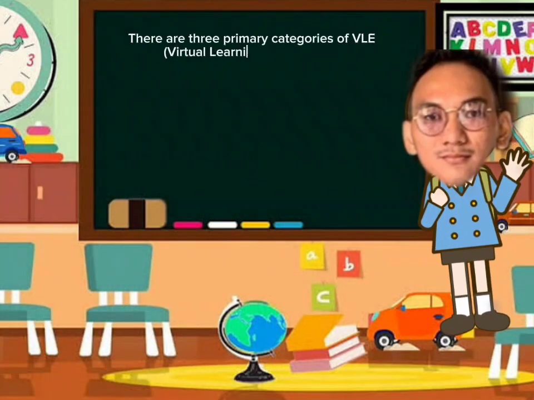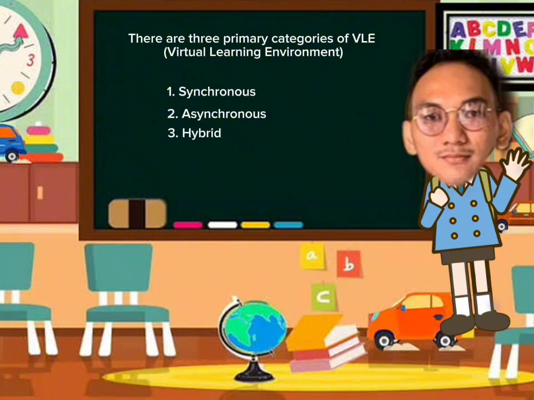There are three primary categories of virtual learning environment. The first, synchronous. In this mode, educators and learners engage online simultaneously, fostering real-time learning and interactions. And asynchronous. Contrastingly, in this scenario, instructors and students do not participate in the online platform simultaneously, allowing for independent learning. And hybrid. This model integrates aspects of both synchronous and asynchronous learning.